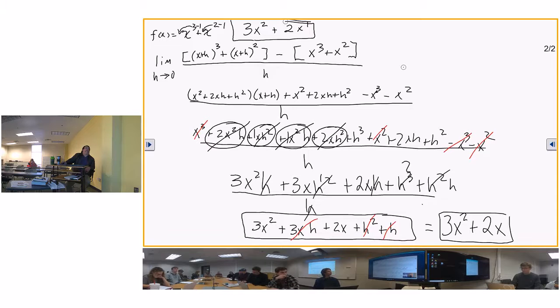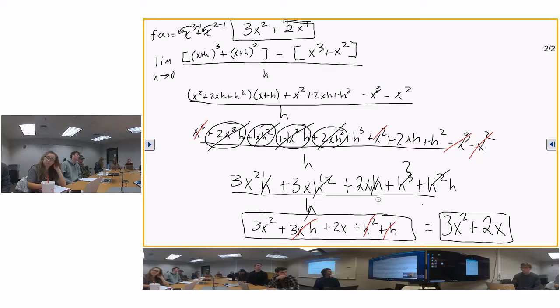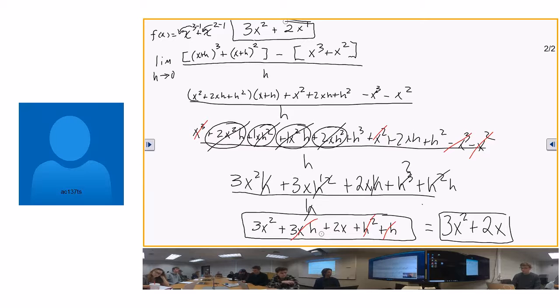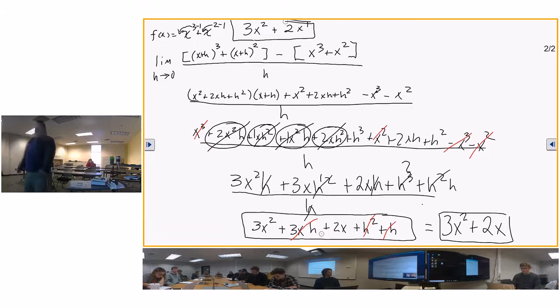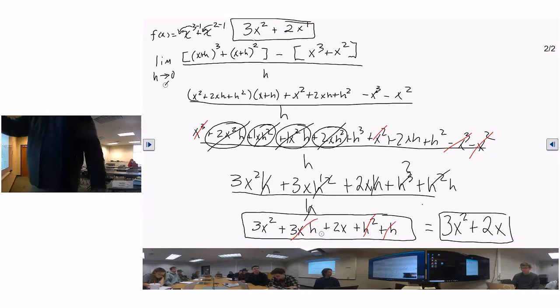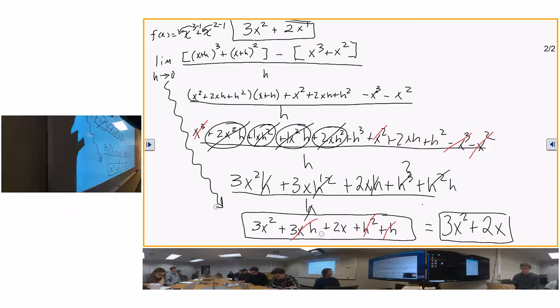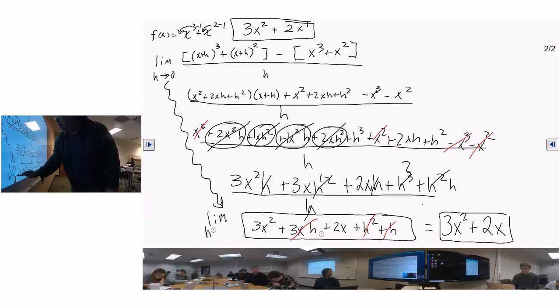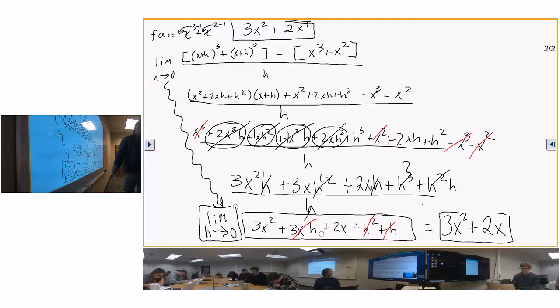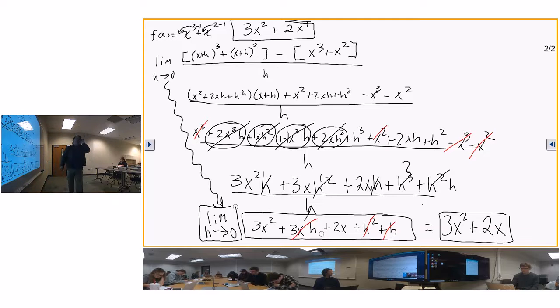Yes, sir. Can you explain the very bottom part where you cross out 3xh, h squared, and h? Yes, I forgot to add the limit. I'm sorry, because some teachers would have a fit. I forgot to bring this down. That's what Dr. Harden would say. You know how to do that. H is approaching what? What is H approaching? Zero. So what does that do to the H terms?